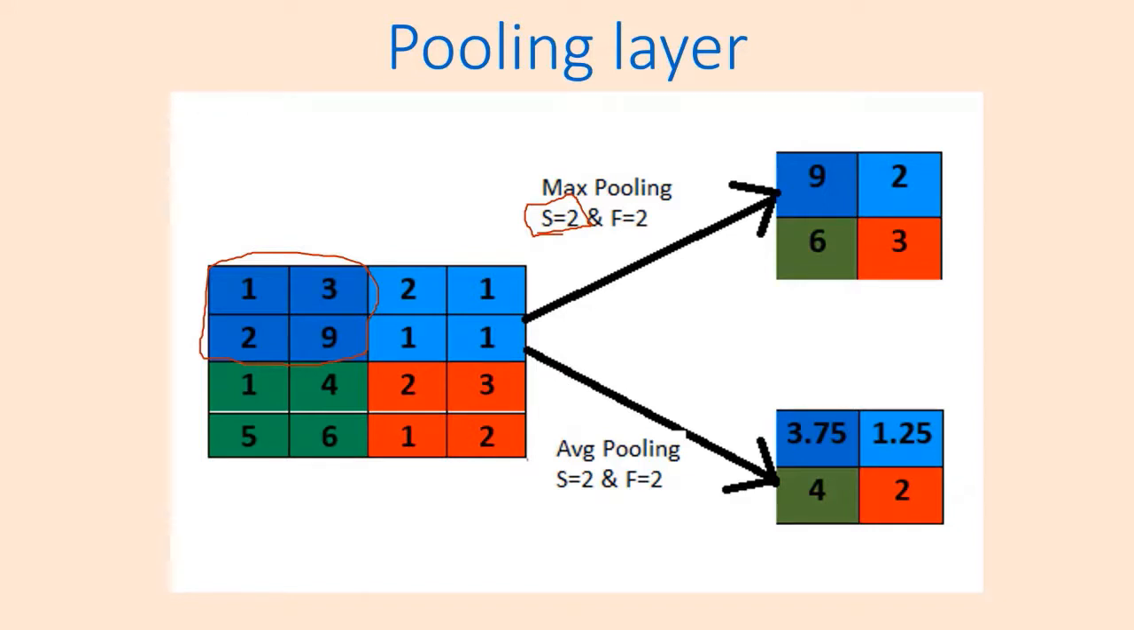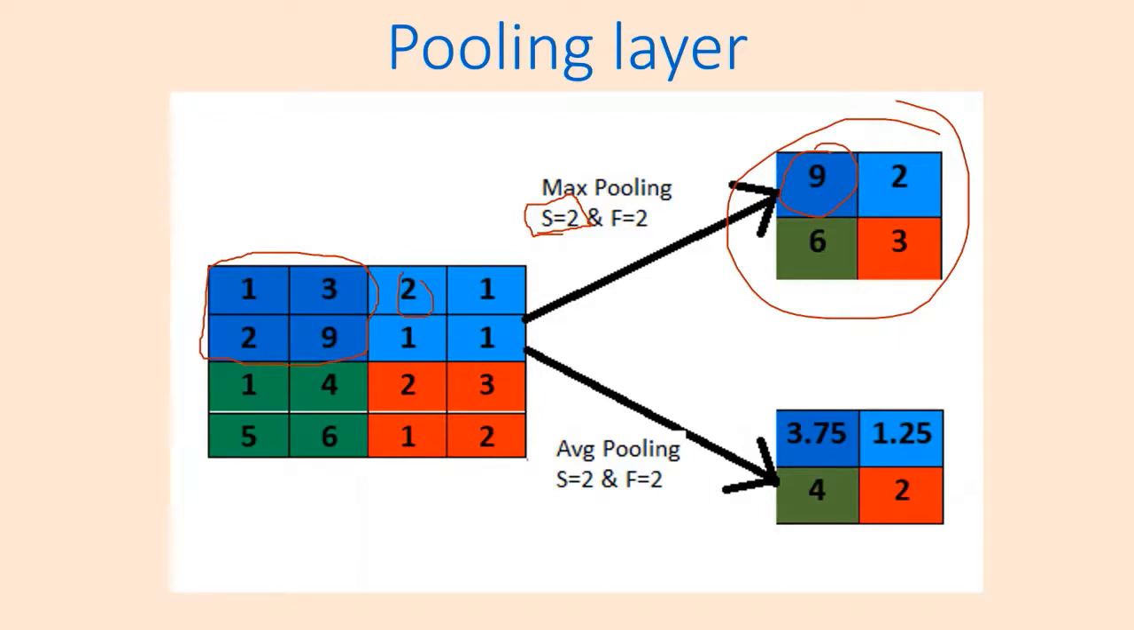As you can see, the input matrix dimension is 4 by 4, but at the output you will get 2 by 2 if the stride is 2 and the filter size is 2. The different colors are given so that it's easy to understand. Out of these blue pixel values, the maximum value is 9, so this will be 9. And similarly here, 2 is the maximum value, so the output matrix element will be 2.